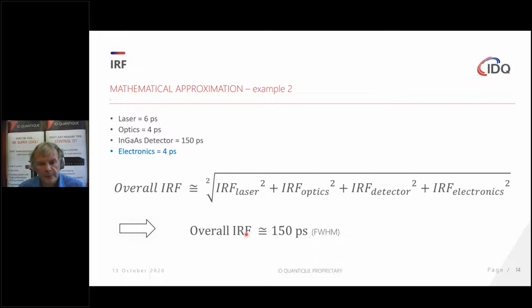So when people ask me how to optimize their system, you look at what contributes most to your overall IRF. It's mostly the detector, and that's often the way to improve it. In most cases, when people use a laser, they use a Ti:sapphire laser or a fiber laser with 6 picoseconds, which is what I used here in the example.